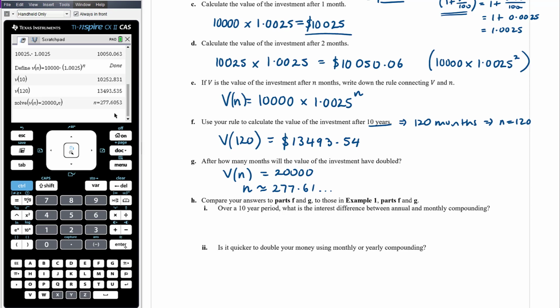Because we don't compound the interest in the middle of the month, we can't just give the answer as 277.61 months or whatever. It will either be 277 or 278. Now if we round down to 277, our investment won't yet be at $20,000, so we need to round up. So therefore it is after 278 months.